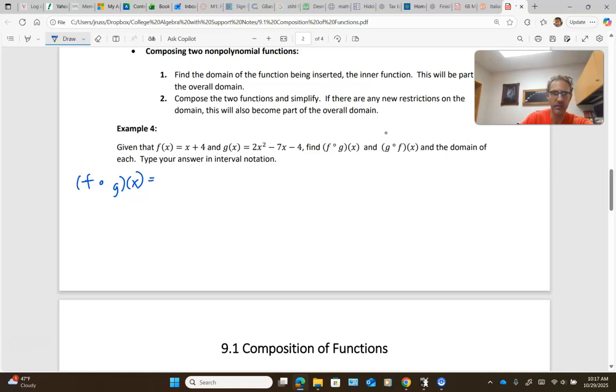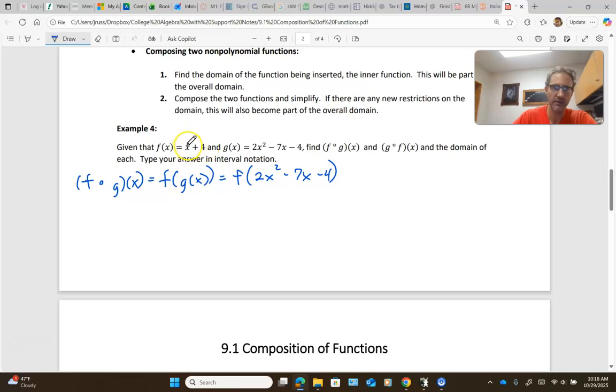according to that definition, means f of g of x. Now you'll notice there's not a value in here for x, like we saw previously. So what happens is g of x, whatever that function is, in this case it's the quadratic right here, becomes the input for f. So we're going to be plugging one function into another. So what I'm going to do is recopy this, but I'm going to replace g of x with the actual function, 2x squared minus 7x minus 4. So this is now my input for f.